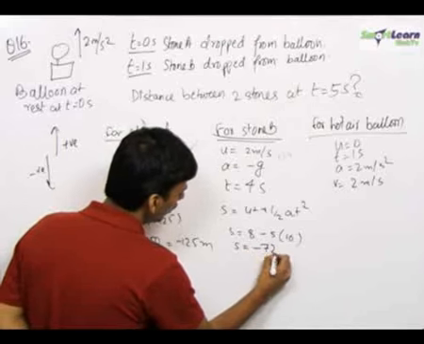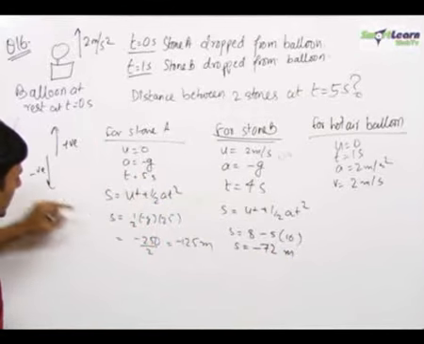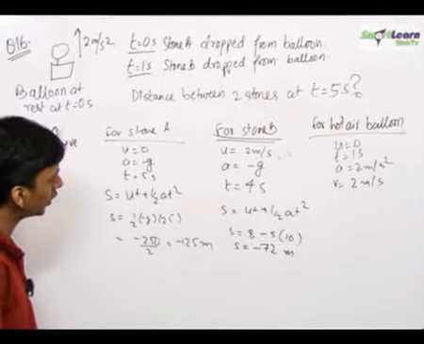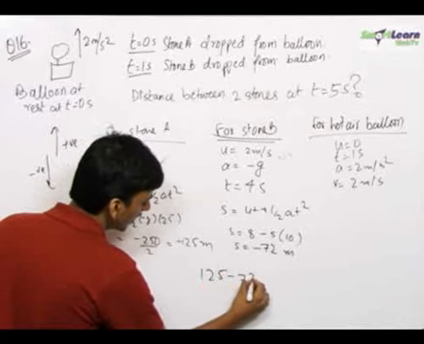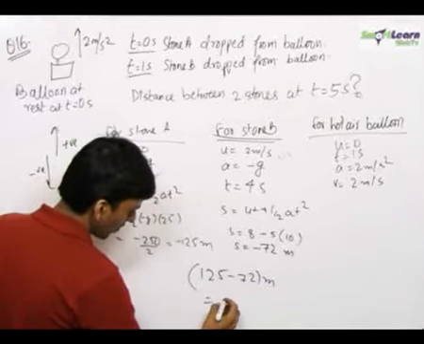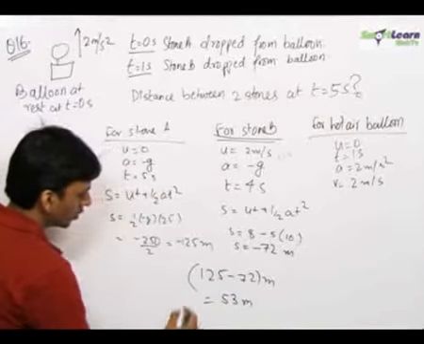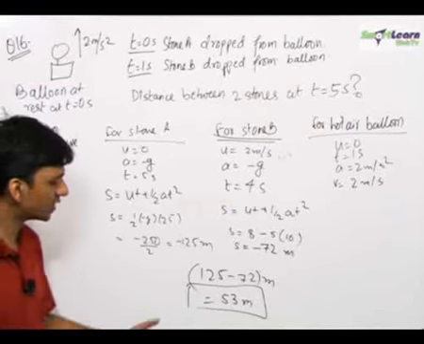So the displacement comes out to be 80 minus 72 meters. So the displacement of the first stone is minus 125 meters, whereas the displacement of the second stone is 72 meters. So the distance between the two stones comes out to be 125 minus 72 meters, that is equal to 53 meters. So the final answer for the distance between the two stones after t equal to 5 seconds is 53 meters.